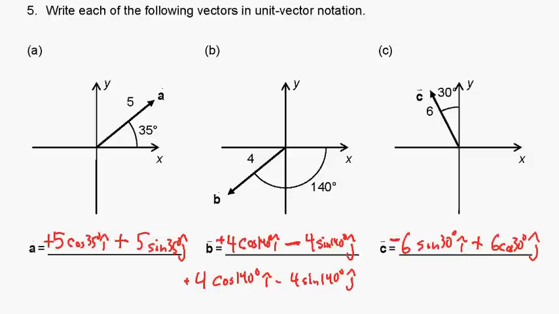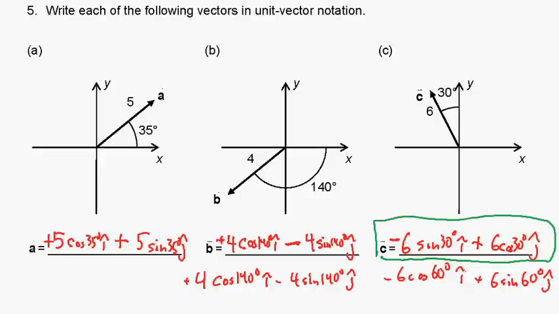Now you might be saying, couldn't I just as easily say negative 6 cosine 60 degrees I hat plus 6 sine 60 degrees j hat? You could. I'd encourage you, though, to get used to doing it this way, because it'll be far more useful in a practical sense as we go forward in physics, and frankly, in anything else you're going to use angles for. Okay, and problem 6 coming up. That'll be the last one.